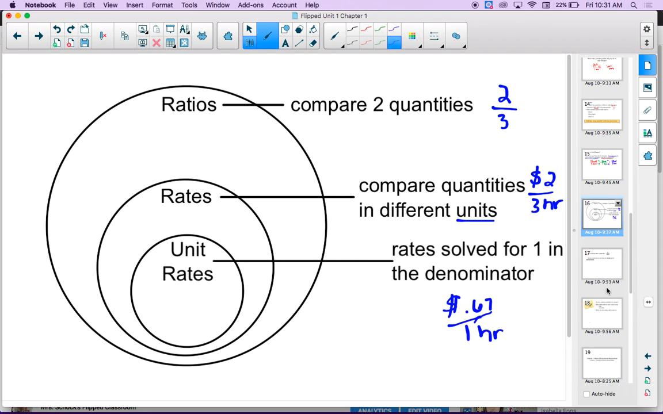Okay, so just a comparison of those 3 words. Just to clarify, all unit rates are rates, all rates are ratios, but it works differently in the other order, where we have to kind of add certain qualities to turn a ratio into a rate and a rate into a unit rate.